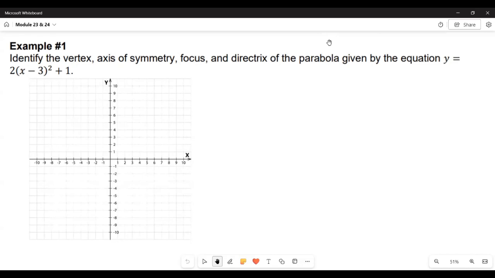So now we discussed different examples related sa parabola. So we have here the example number 1. Identify the vertex, axis of symmetry, focus, and directrix of the parabola given by the equation y is equal to 2 times x minus 3 squared plus 1. So actually, binigyan tayo dito ng equation of a parabola which is y is equal to 2 times the quantity x minus 3 squared plus 1.